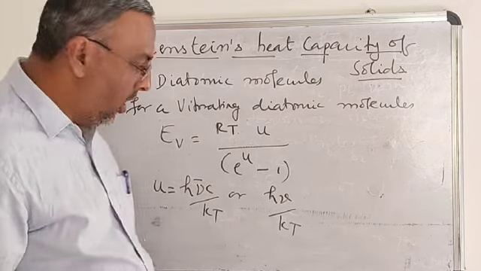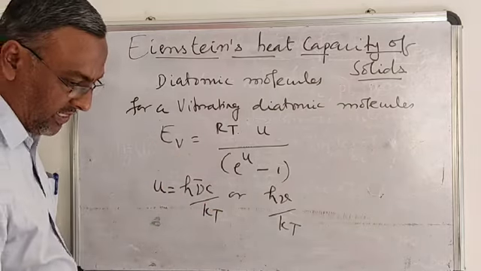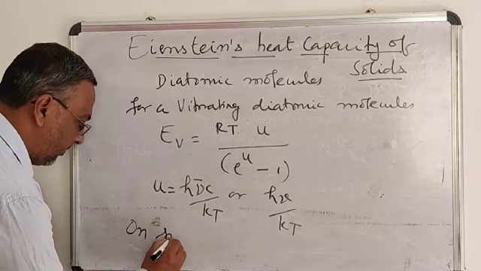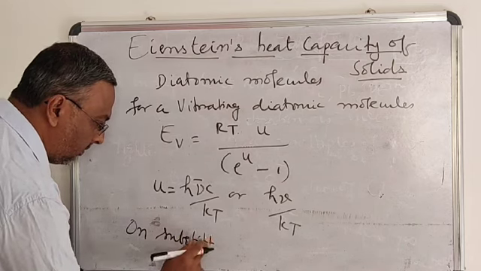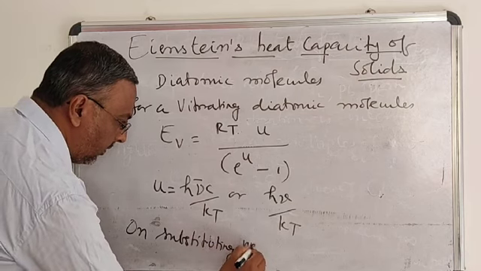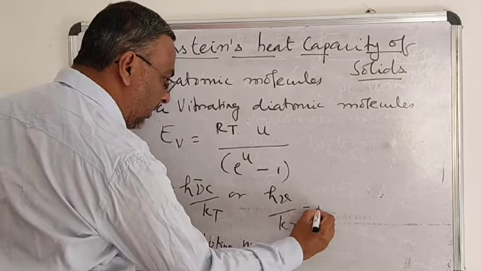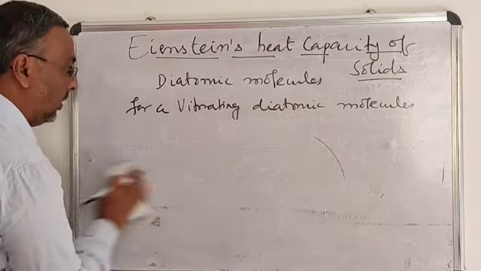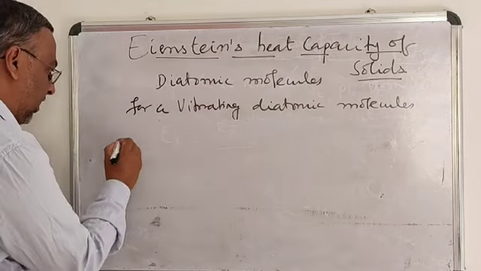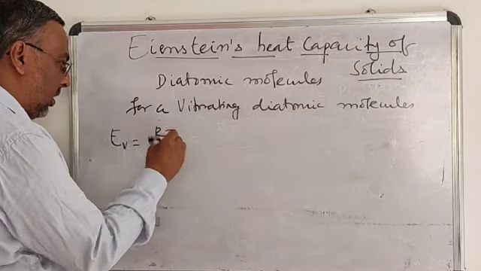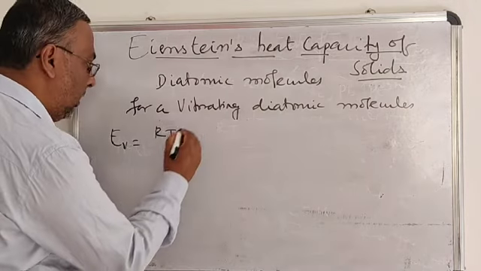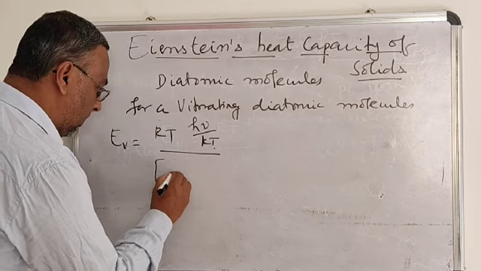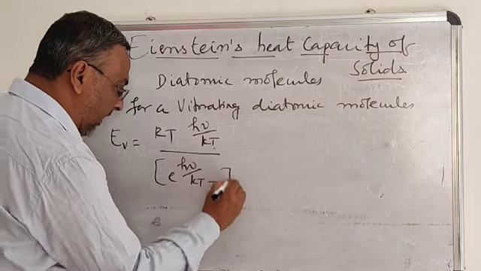Okay, h nu by kT. On substituting this value of h nu by kT in this equation, I will get, when I substitute the value of u in this equation, the energy of vibration will be equal to RT into h nu by kT divided by e power h nu by kT minus 1.